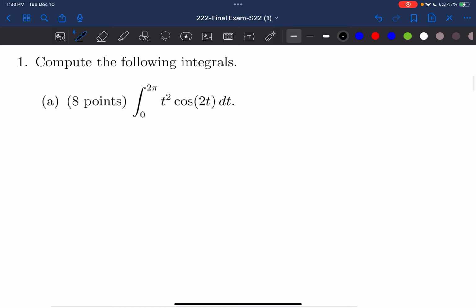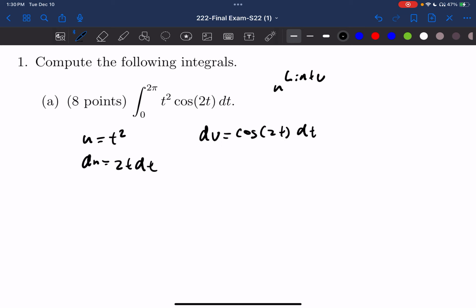Compute the following integral. We can see here, we can use integration by parts, LIATE. U is whatever comes first. So we can set u equal to t squared. Therefore, du will be equal to 2t dt. That means dv will be equal to cosine 2t dt. The antiderivative of cosine 2t will be equal to sine 2t divided by 2.